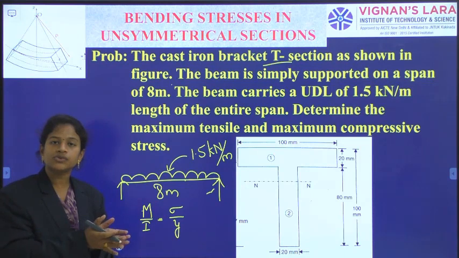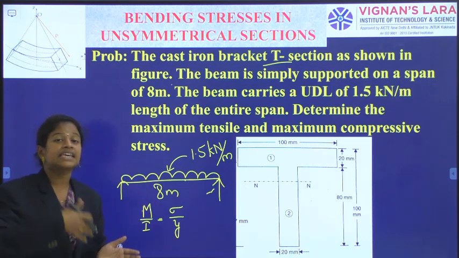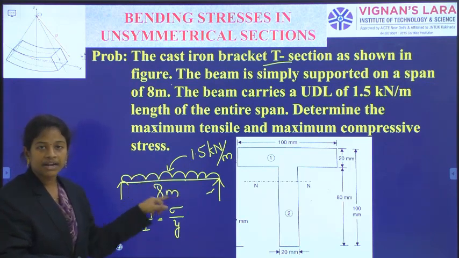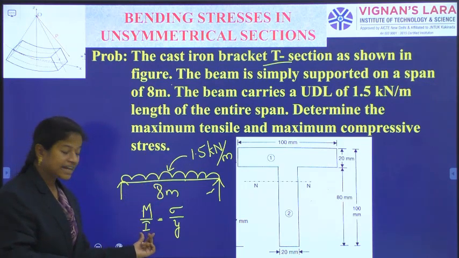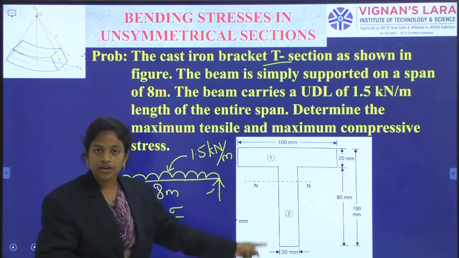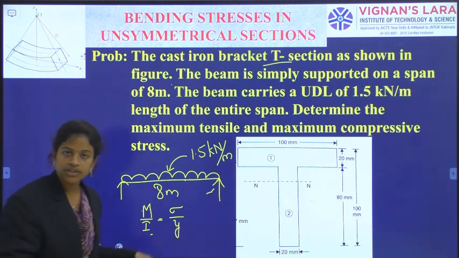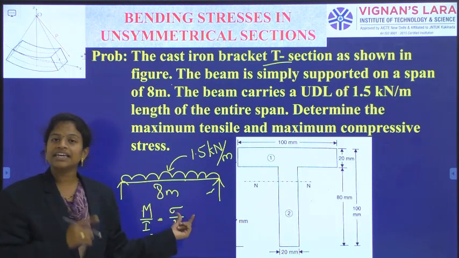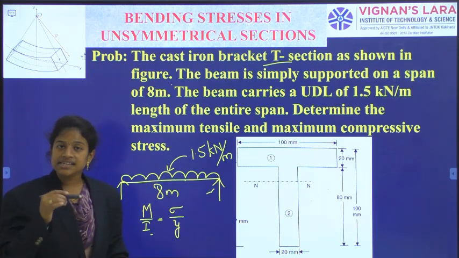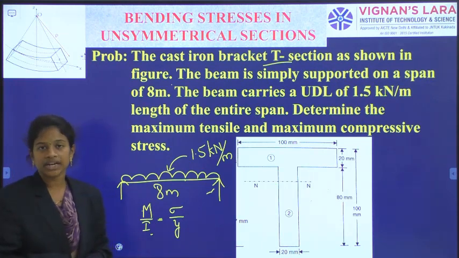And that resistance is equal to the applied bending moment, the maximum bending moment on the beam. Okay, and I is the moment of inertia of the section. Okay, moment of inertia of the cross section about the neutral axis, and sigma is the corresponding bending stress, and y is the distance of the fiber from the neutral axis.